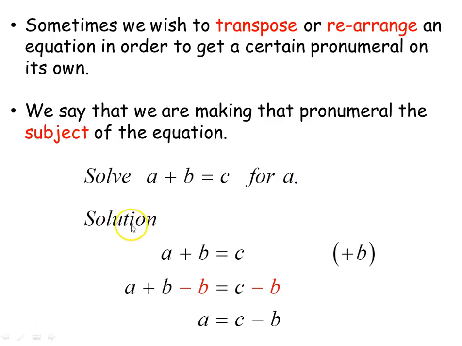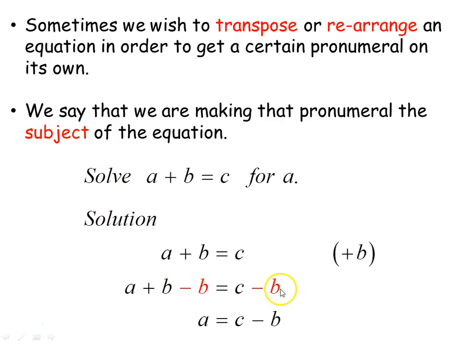Now if we have a look at this equation here, what did we do to a? First thing was we added b to it, and that gave us the answer. So our first operation was plus b. So when we unpack this equation to get the pronumeral a by itself, we want to undo what we've done. So the inverse operation to plus b will be minus b.